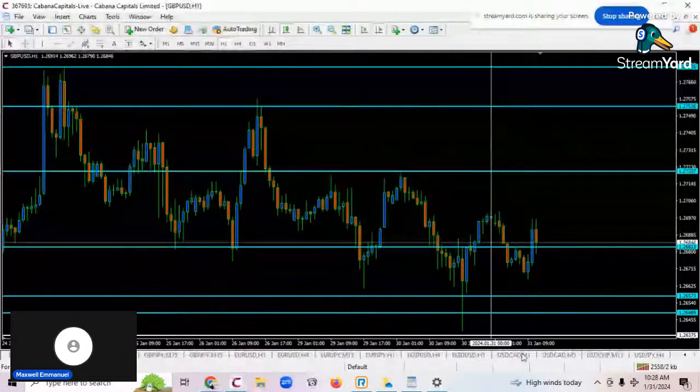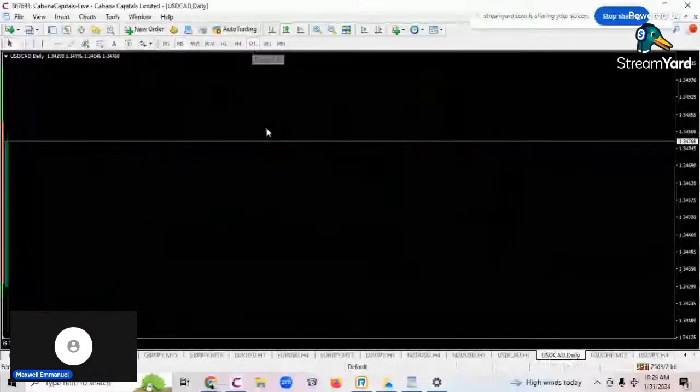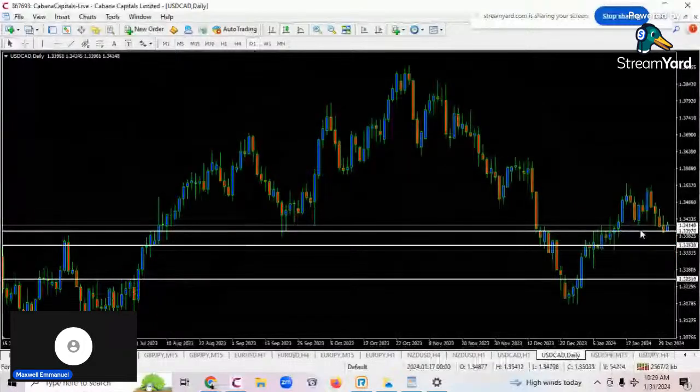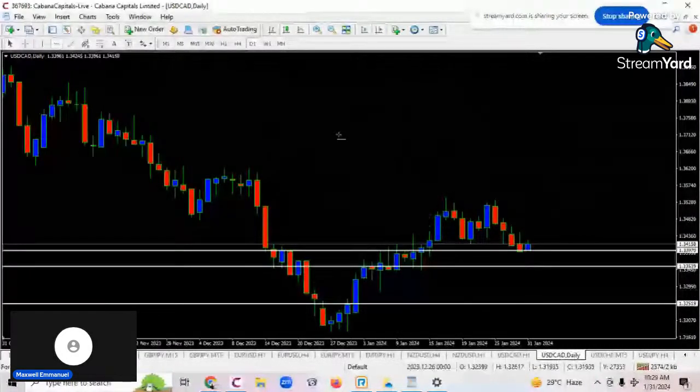So let's start with the daily time frame. Let's see how USD CAD closed. You can see what we have on USD CAD. You can see we had what looked like a double top here. Can you see this? Looks like a double top.